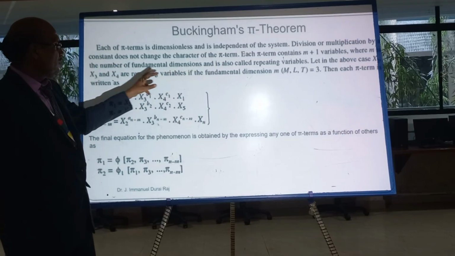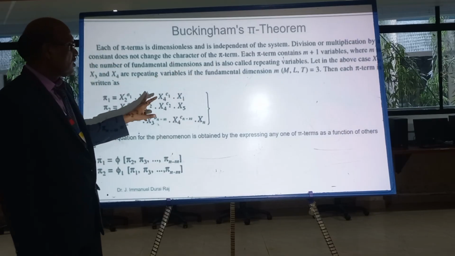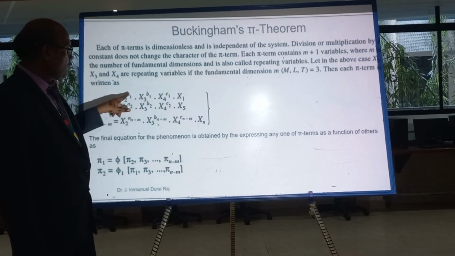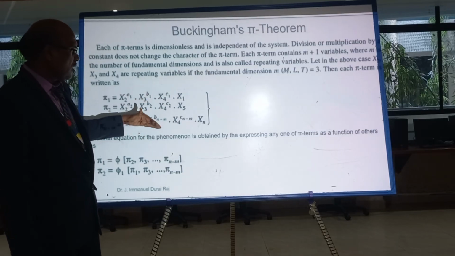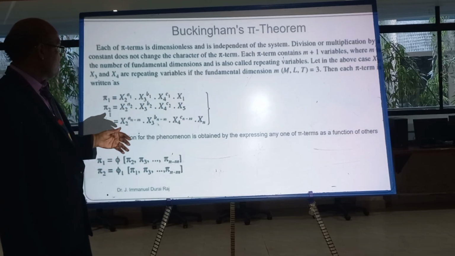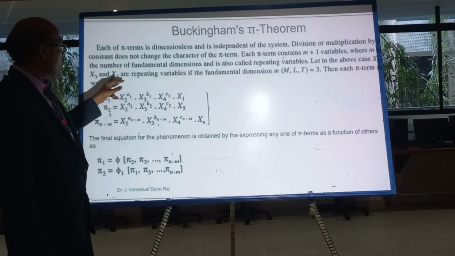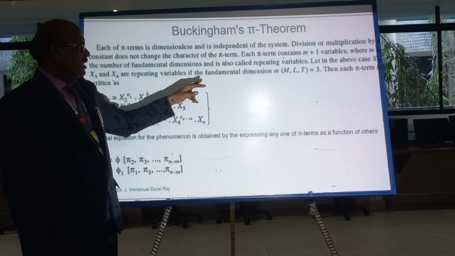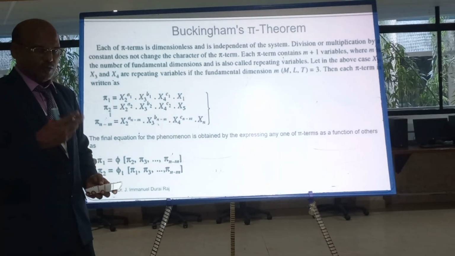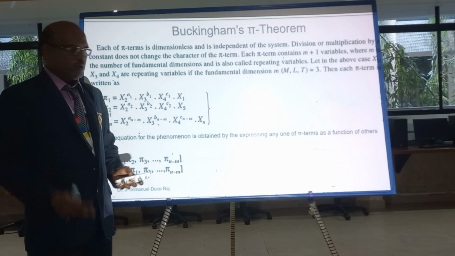This is m plus 1, where m is the number of fundamental dimensions, so 3. This is also called the repeating variable. The repeating variable should be common to all the terms, x1 to x5. So in the above case, x2, x3, x4 are repeating variables, for fundamental units 3. So this is what is mentioned, and I will explain more to help understand this.